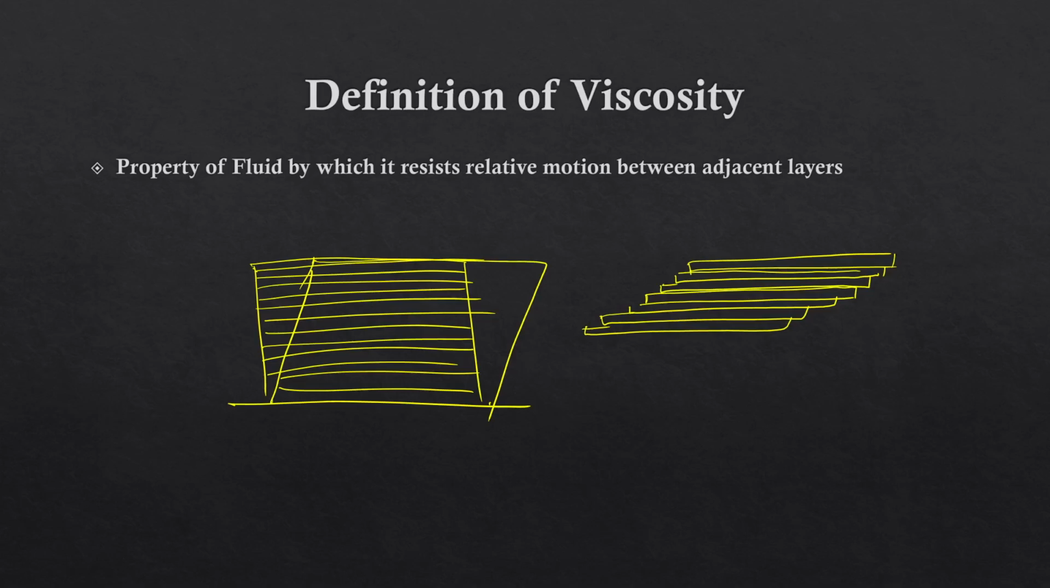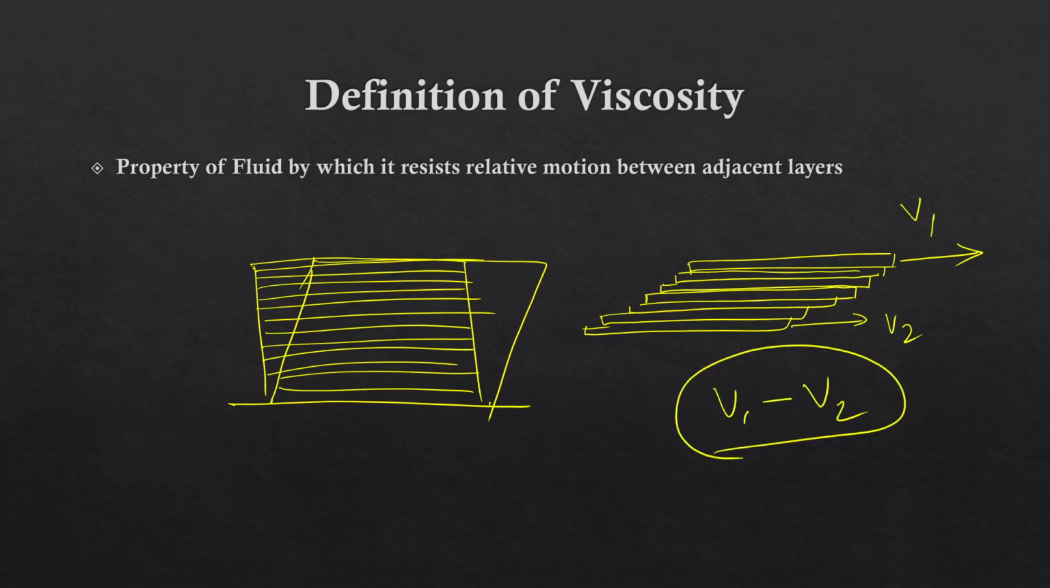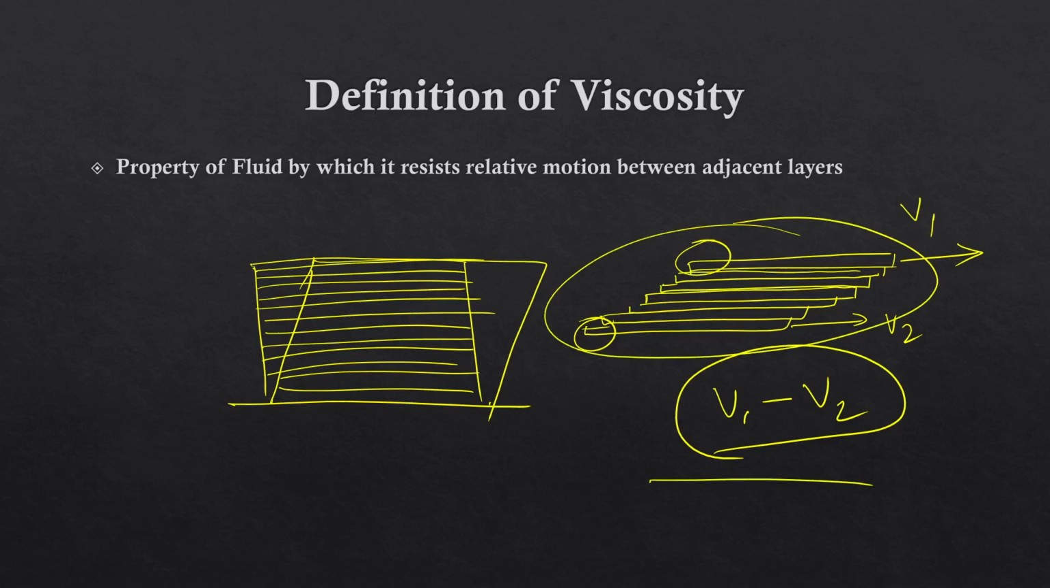And by relative motion, I mean if this is moving at a velocity v1 and this is moving at a velocity v2, then v1 minus v2 is the relative velocity or relative motion between this layer and this layer. And if viscosity increases, then instead of deforming like this, it will deform only by this amount.